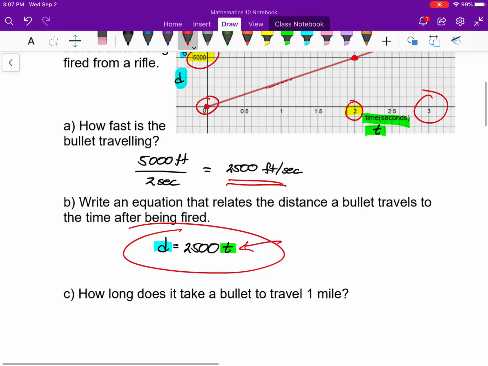And so this speed, this velocity, was really important for this. That number of 2,500 was the coefficient of my t here. And later on we'll use the word slope, which maybe you've learned about before. 2,500 is the slope of this line. Okay, and there's a good chance you've learned that word before from Math 9.